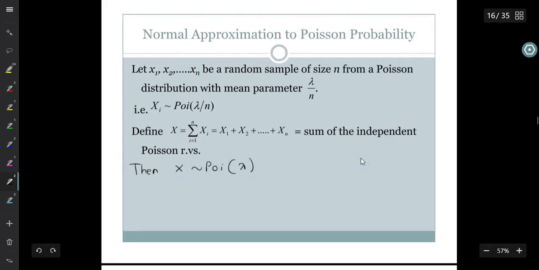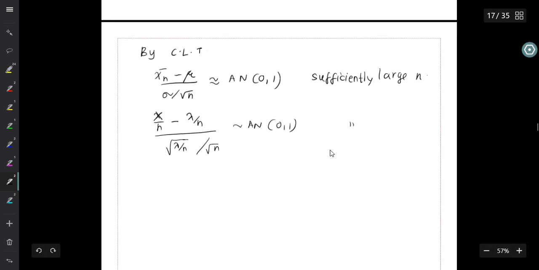This is because we know that when the xi's are Poisson distributed, the expected value of each xi will be lambda over n, and the variance of these xi's will still be lambda over n. So for the Poisson density, the mean and the variance are both the same. Therefore we end up with x over n, which is x bar, minus lambda over n, divided by its standard deviation, which is approximately normal. And if you multiply everything by n, you simply end up with x minus lambda over square root of lambda, which is approximately normal 0, 1 for sufficiently large n, which means our random variable x will follow approximately a normal distribution with mean lambda and variance also lambda for sufficiently large n.